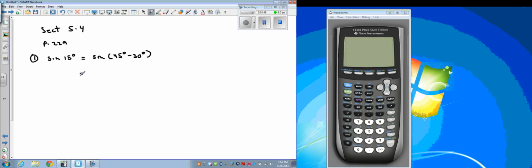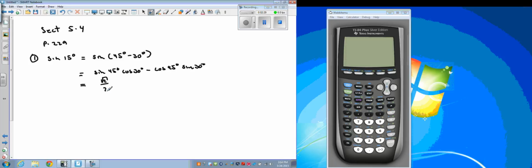So you do the sine of 45 degrees minus 30. Now that identity was what? You look back at the identity for the sine of a difference, and it says it's the sine of the first, cosine of the second, and then it's minus the cosine of the first, sine of the second. And then what's the sine of 45? Square root of 2 over 2.